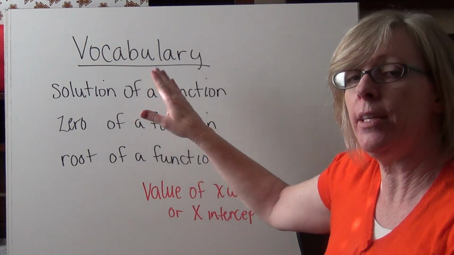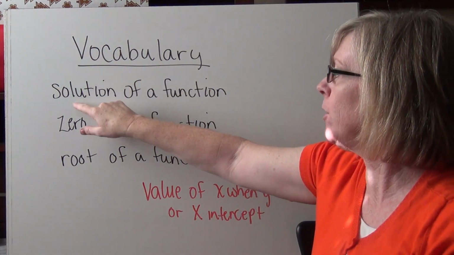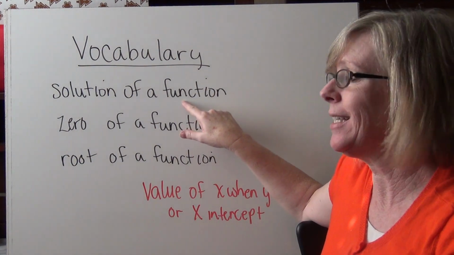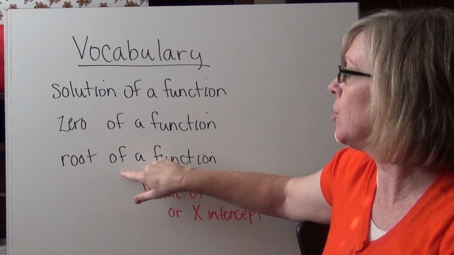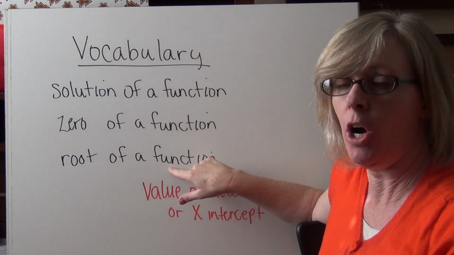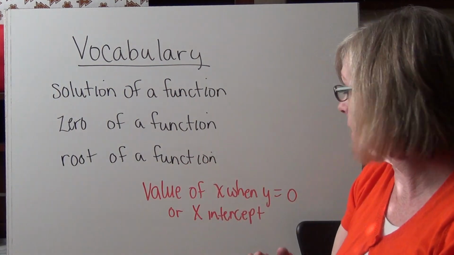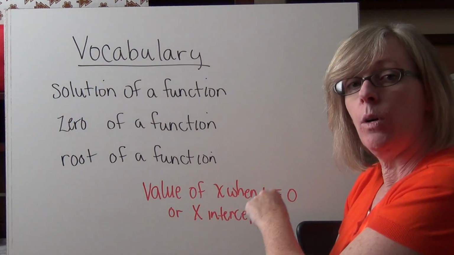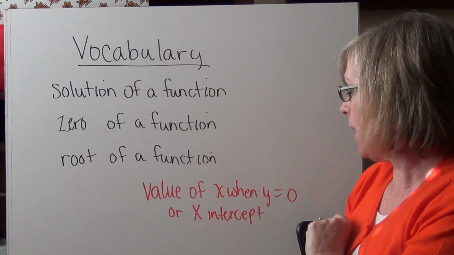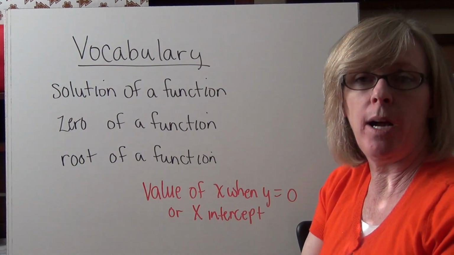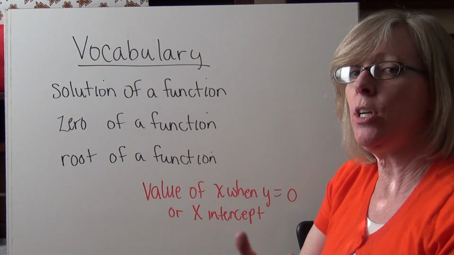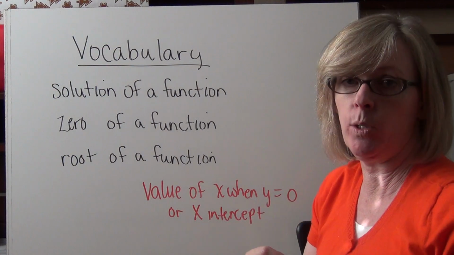So the vocabulary that we're going to use for this is understanding that the solution of a function is the same thing as the zero of a function is the same thing as the root of a function. Okay? All of these things mean the same thing, and what they mean is the value of x when y equals 0. Okay? The x-intercept. That's not the same as the y-intercept that we think about when we think about a linear equation. Now we're talking about the x-intercept when y equals 0.